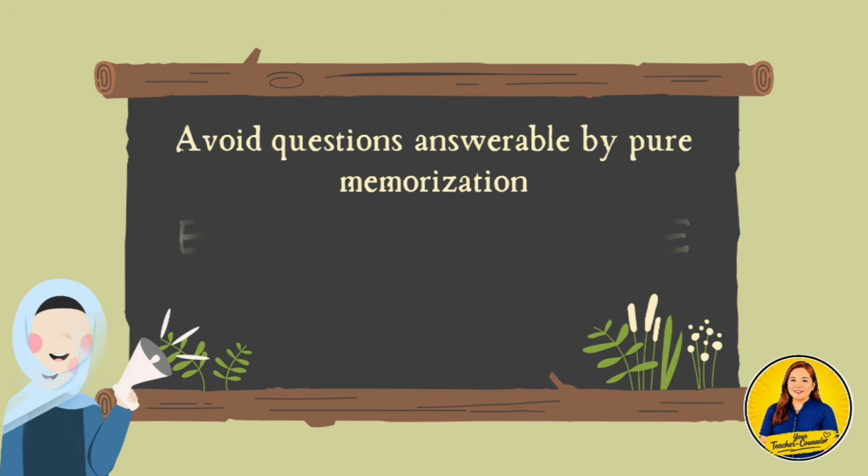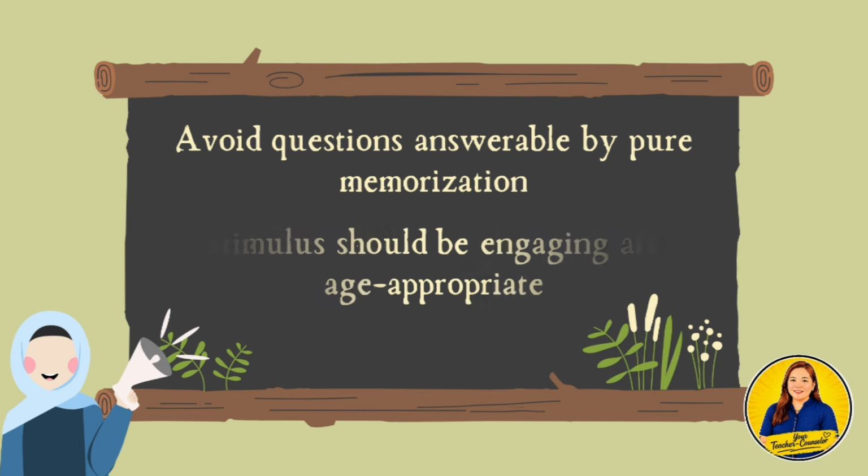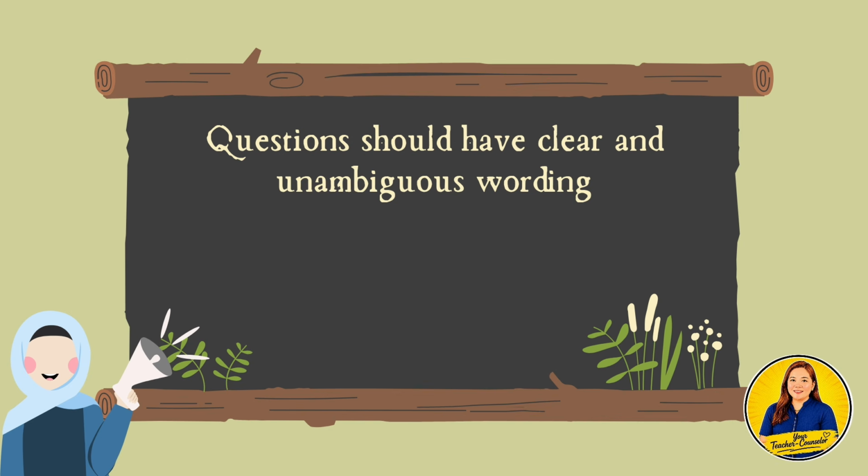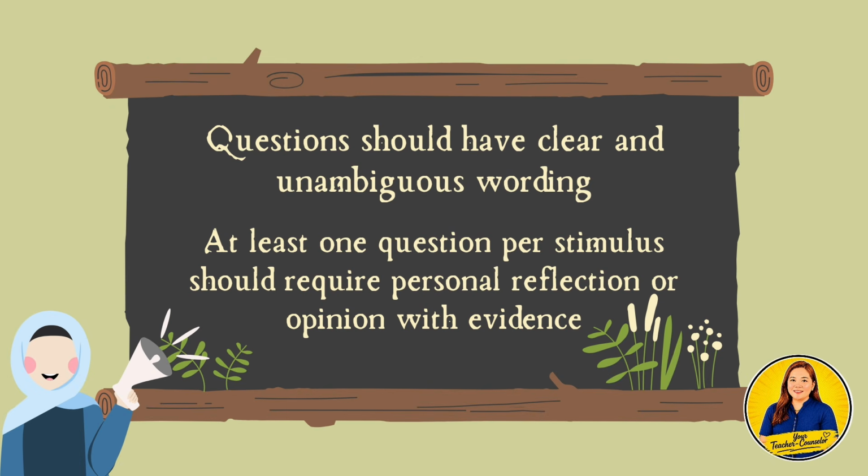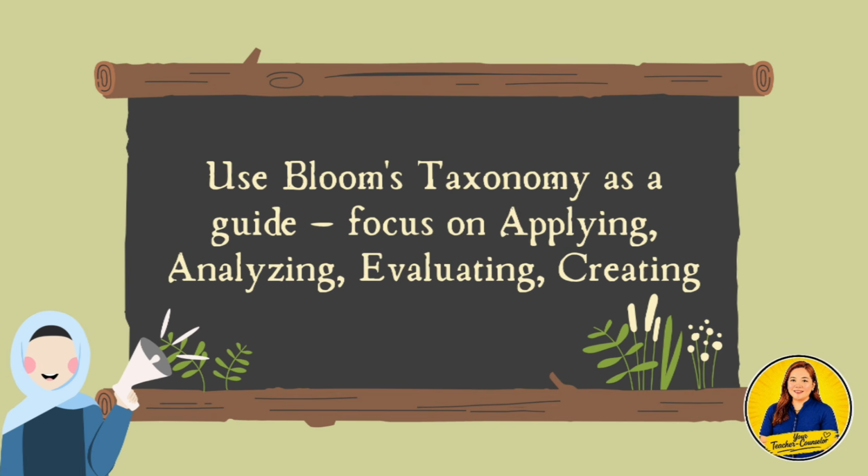First, avoid questions answerable by pure memorization, and make sure your stimulus is engaging and age-appropriate for your specific group of students. Second, questions should have clear and unambiguous wording, and at least one question per stimulus should require personal reflection or opinion with evidence. Third, use Bloom's taxonomy as a guide, focusing on the higher levels such as applying, analyzing, evaluating, and creating rather than staying stuck at simple recall.